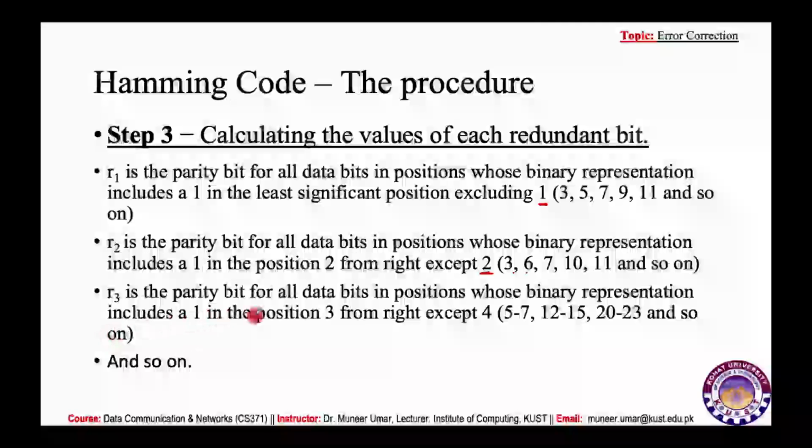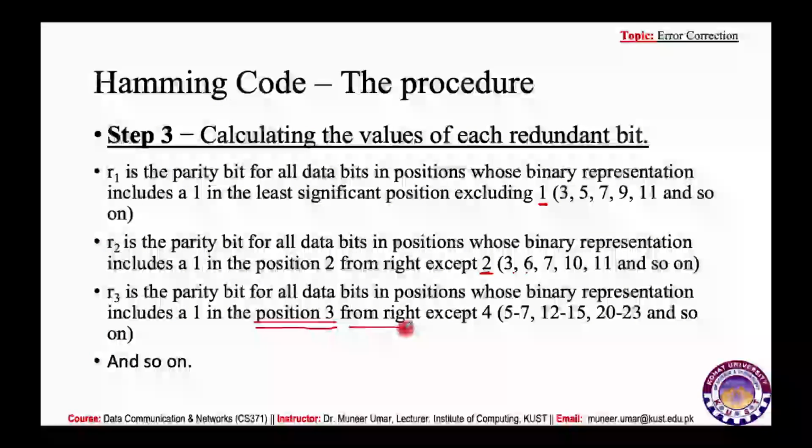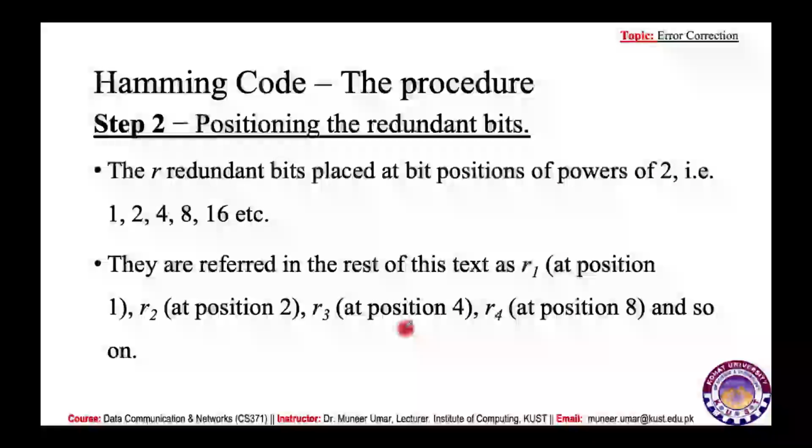Similarly for R3, the parity bit in positions whose binary representation includes 1 in the third position. So we will have 5, 6, 7, 12, 13, 14, 15, and from 20 to 22, and so on. And for R4, we will check the position number 4 in the bits. For R5, we will check the position number 5 in the bits from the right side. So these are the three steps in the Hamming code algorithm.